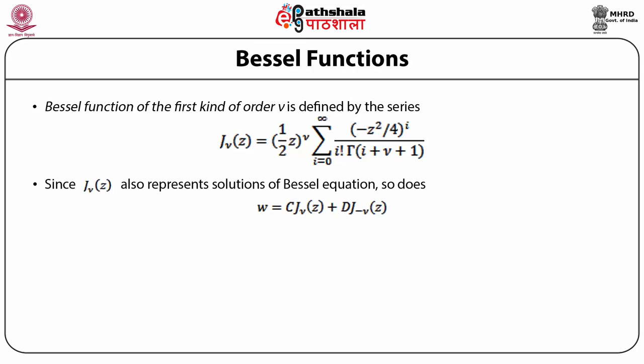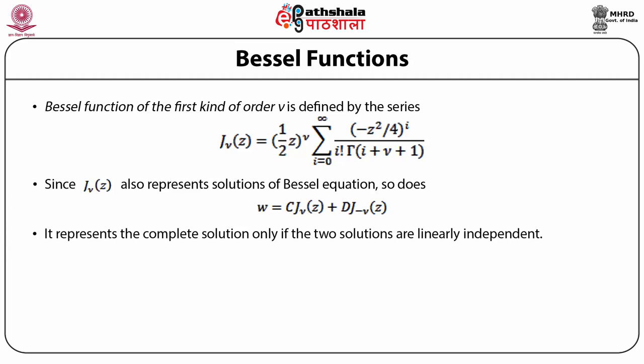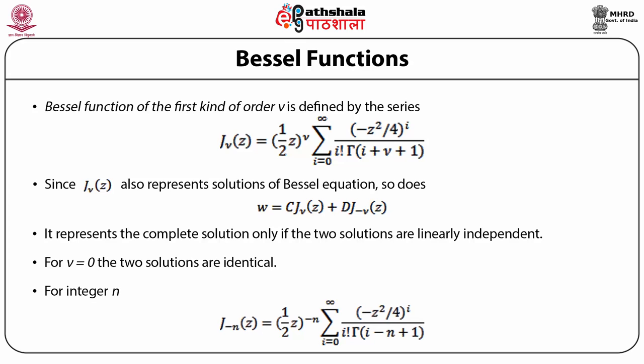Since J_nu of z also represents solutions of Bessel equation, so does W is equal to C J_nu of z plus D J_minus nu of z. This is a solution with two independent constants. However, it will represent the complete solution if the two solutions are linearly independent. For nu is equal to 0, the two solutions are identical. The same is true if nu is an integer.